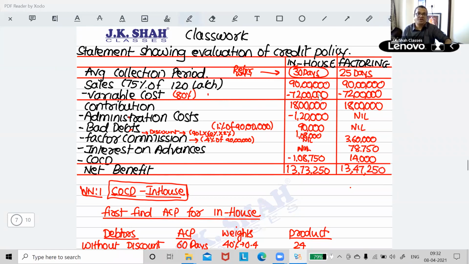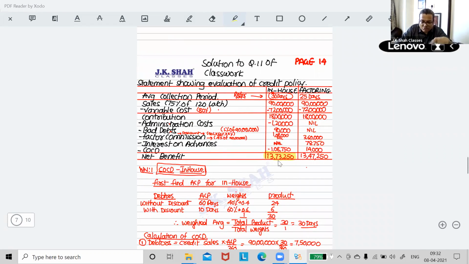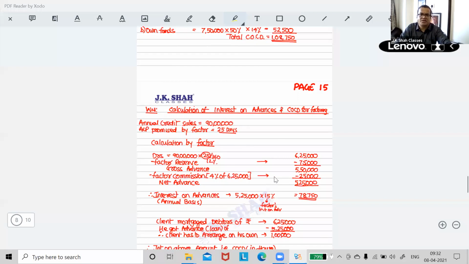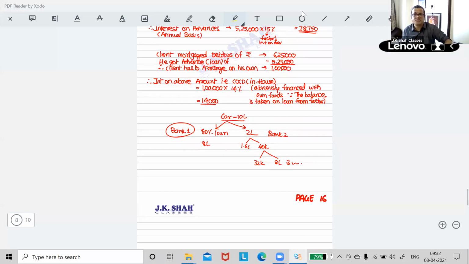And after doing all this, what we realized? This is a better choice. Whatever we were doing was a better choice. Okay. So, what is asked in the question? Whether to continue with in-house management or to accept factoring firm's offer. So, we will say we will continue with in-house management. Okay. So, at the end, we'll write.